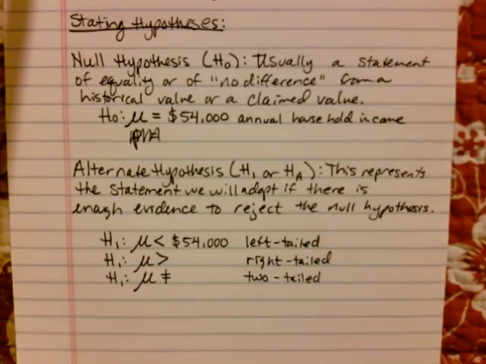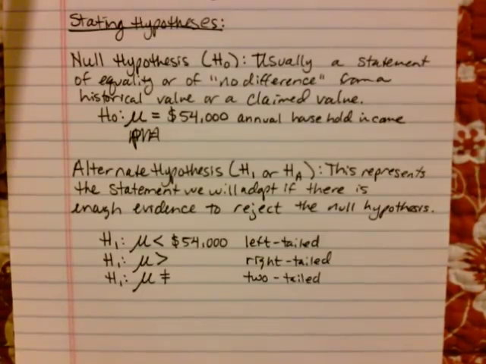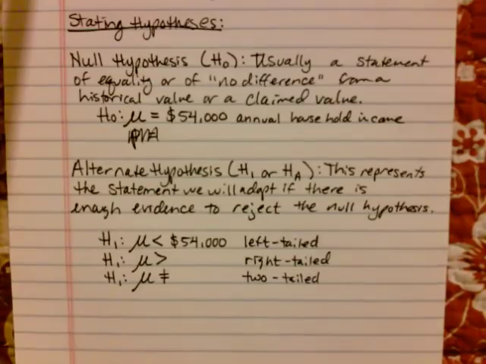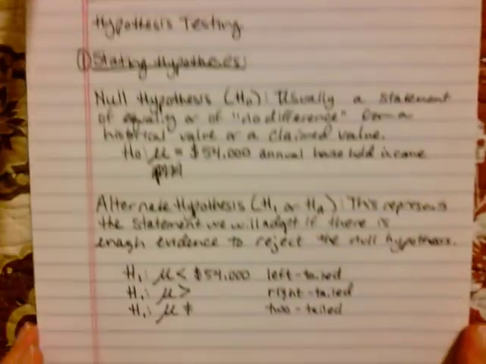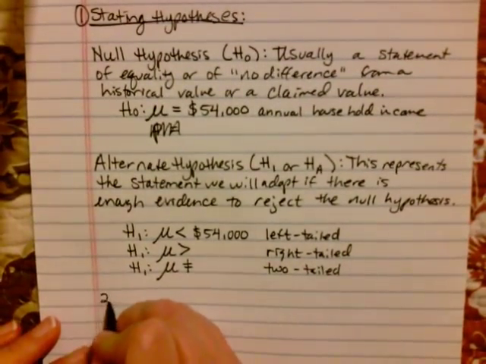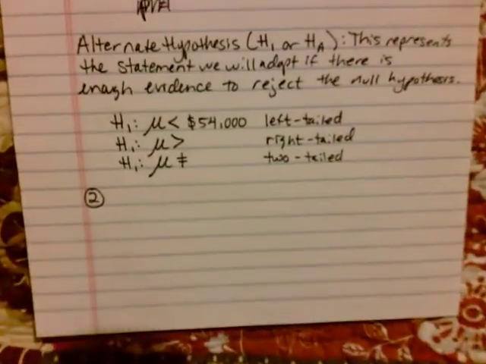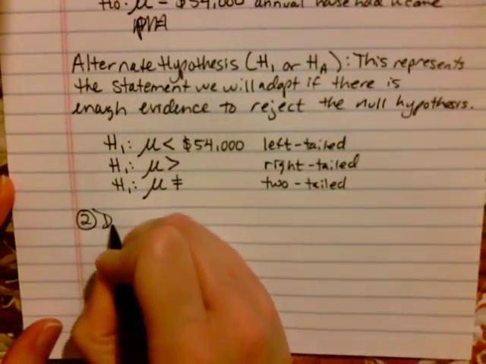After we state our alternate hypotheses, then usually what will happen is we decide what type of test to run. Okay, so this will be step number two: decide on type of test to run.